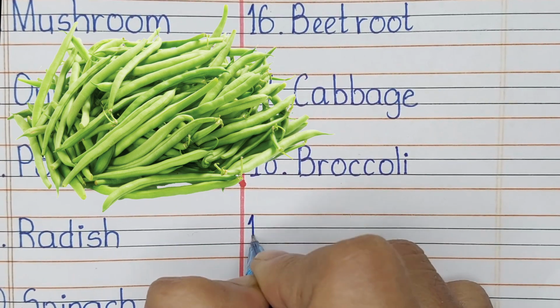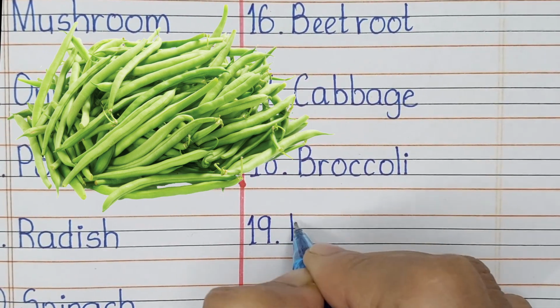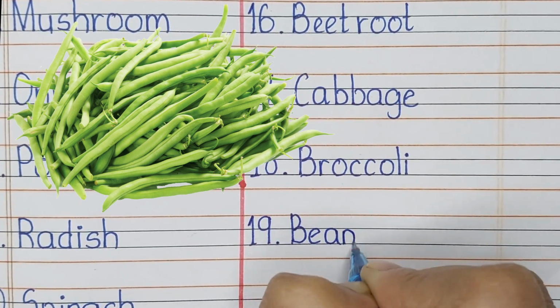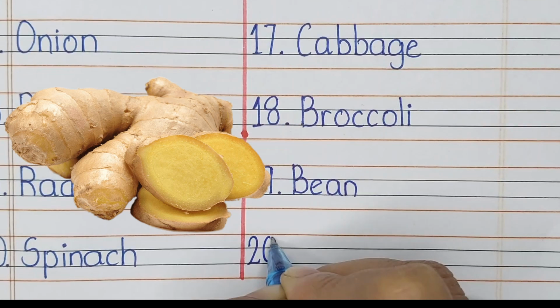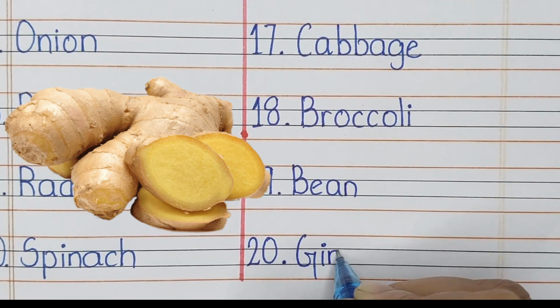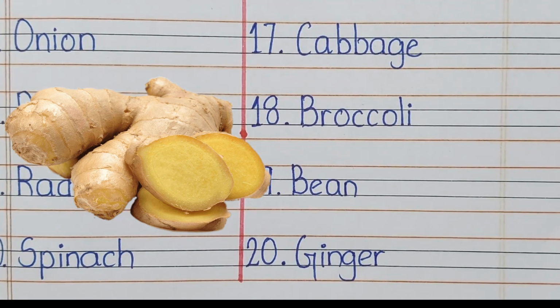Next up we have bean. B E A N. Bean. The last vegetable in our list is ginger. Ginger.